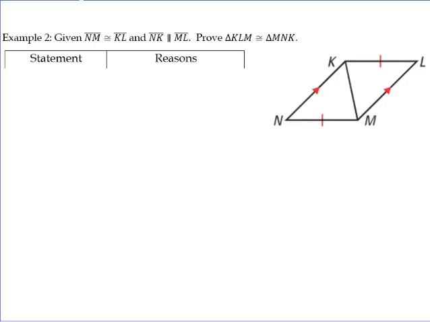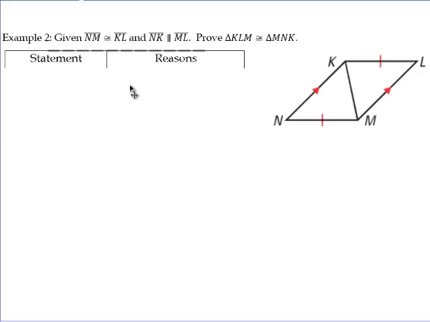Hello and welcome back to Example 2. In Example 2, we are given that segment NM is congruent to segment KL and that NK is parallel to ML. That's what this little notation right here means, is parallel to. We need to prove that triangle KLM is congruent to triangle MNK.